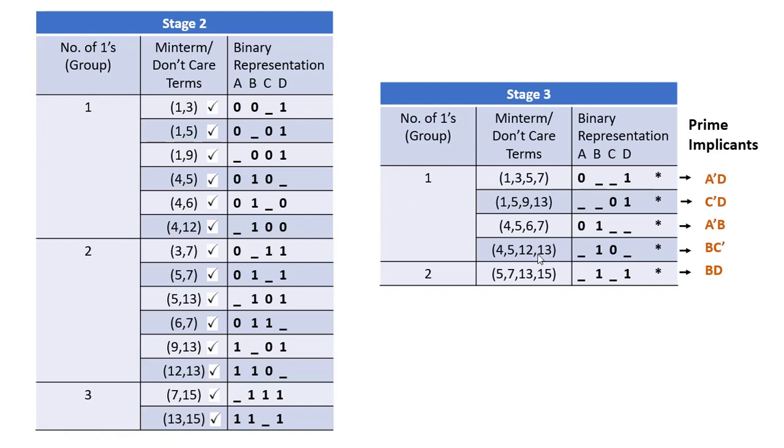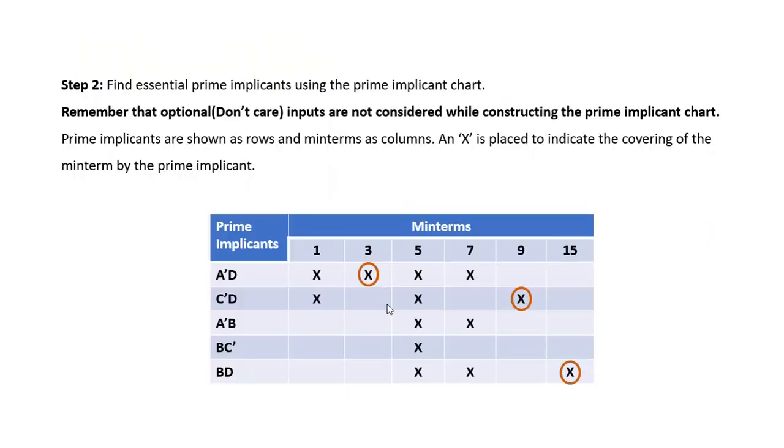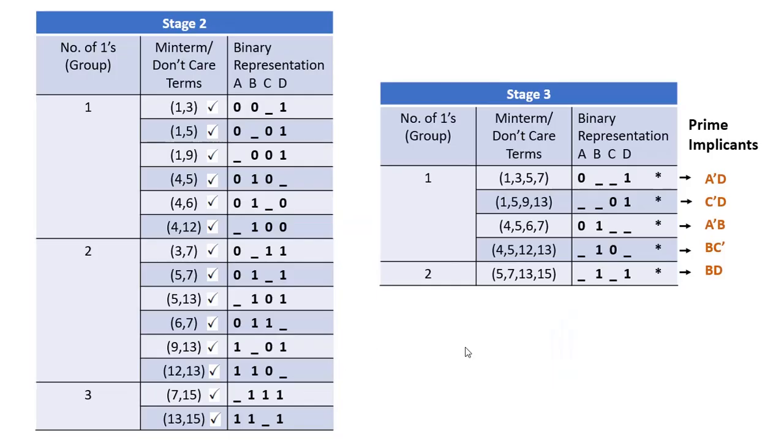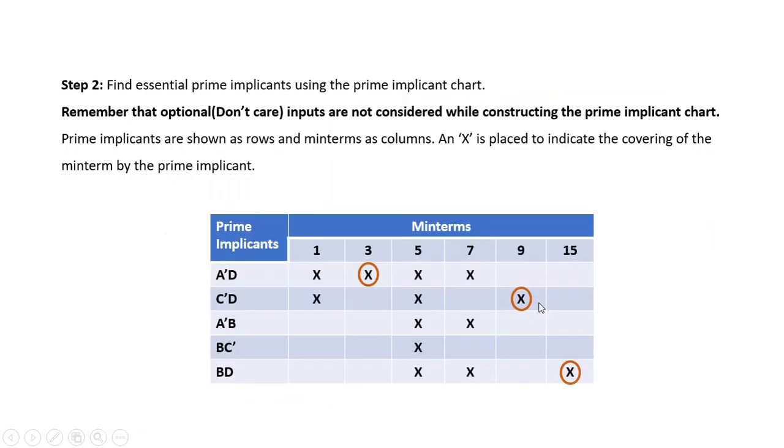So B C bar will cover minterm 5, and prime implicant BD will cover 5, 7, 13, 15. So 5, 7 and 15 were minterms and the others were don't care. So BD will cover these minterms.